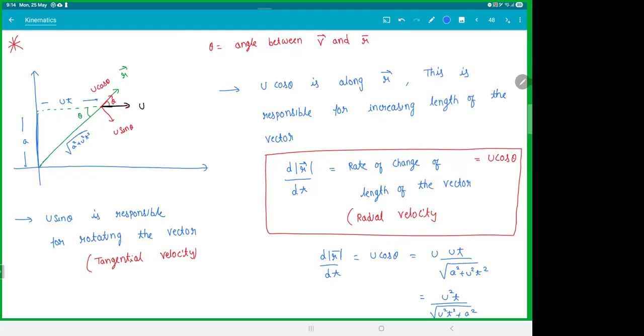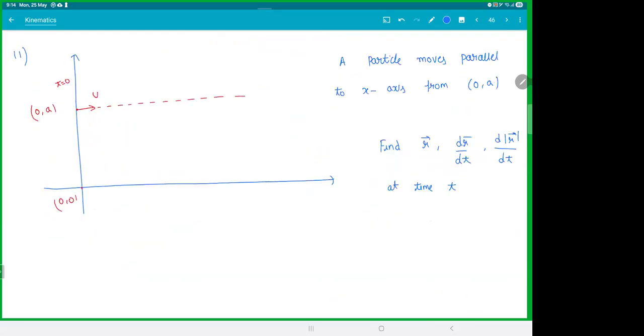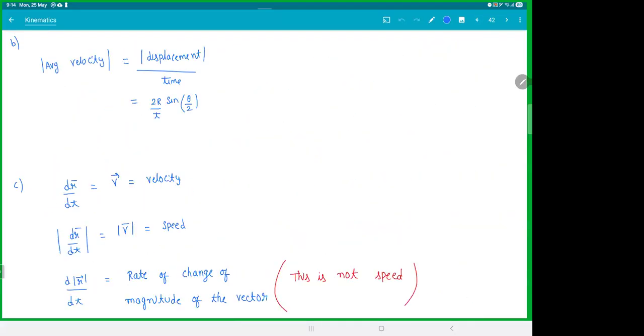But is this clear, everyone? What is d mod r by dt now? That is something new. dr by dt is velocity. So we wrote it somewhere here. No? I'll add it now. There. So dr by dt was velocity. Mod of dr by dt is speed. d mod r by dt is not speed, this is actually radial velocity, which is u cos theta.